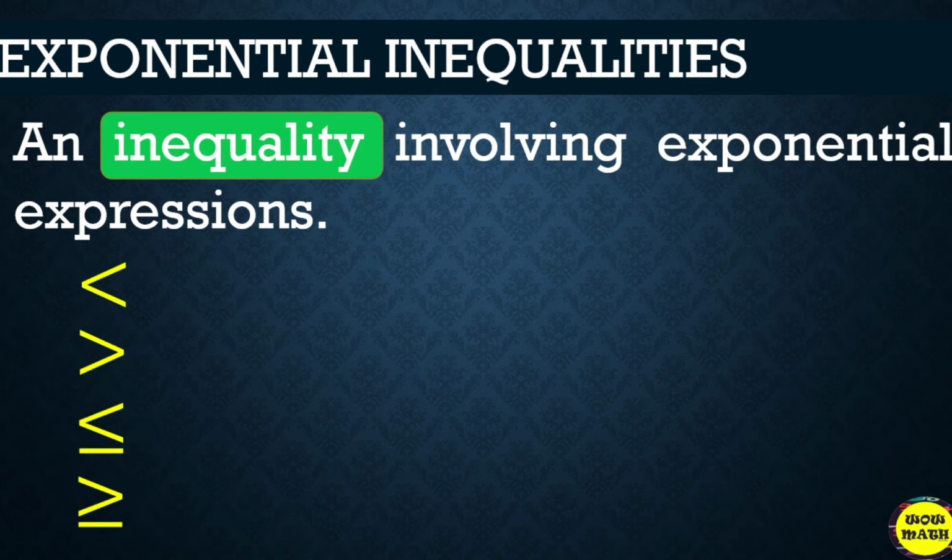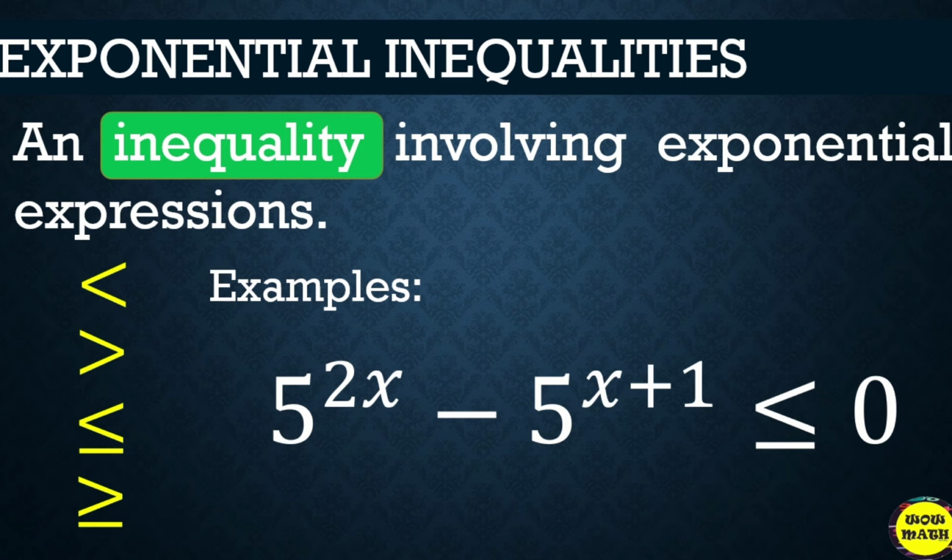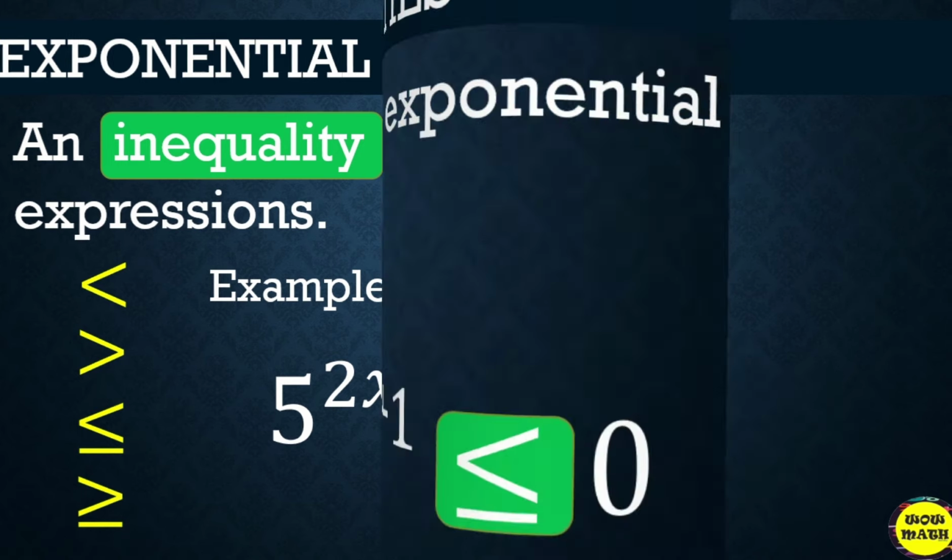example of exponential inequality. So, for example, we have 5 raised to 2x minus 5 raised to x plus 1 is less than or equal to 0. Okay, since yung 5 raised to 2x and 5 raised to x plus 1 ay example of exponential expression, and then meron tayong inequality symbol dito which is less than or equal. So therefore, this is an example of exponential inequality. Next.